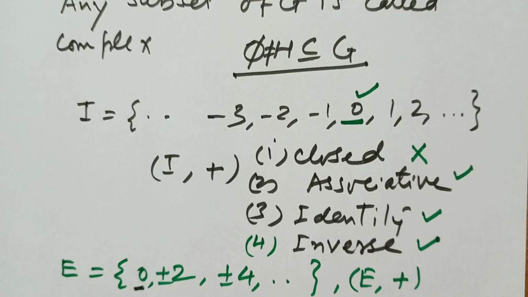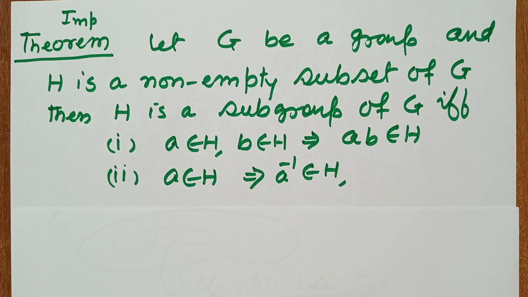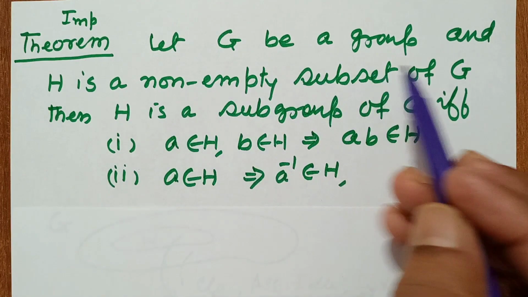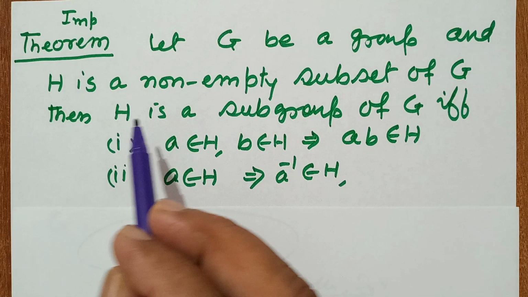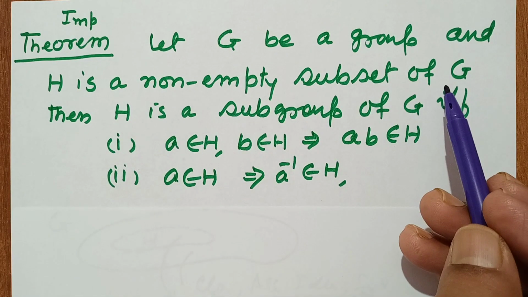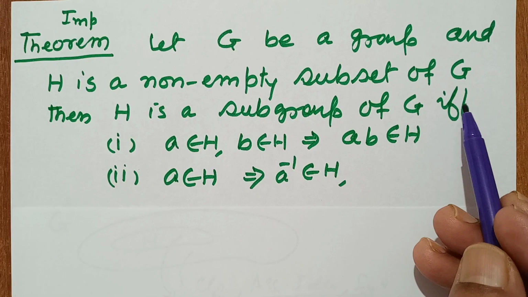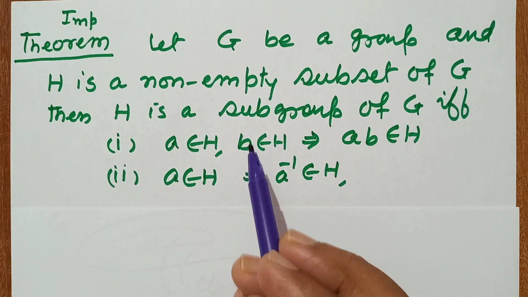Okay, now some more examples, very important examples on subgroups. Now some important properties of subgroups. Okay, so this is the first theorem. Let G be a group and H a non-empty subset of G, then H is a subgroup of G if and only if two conditions are satisfied.